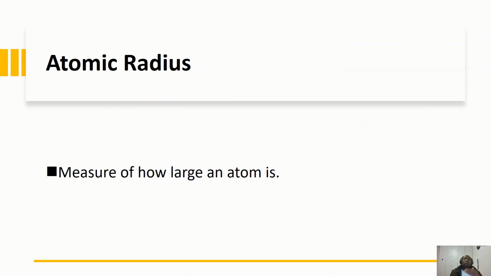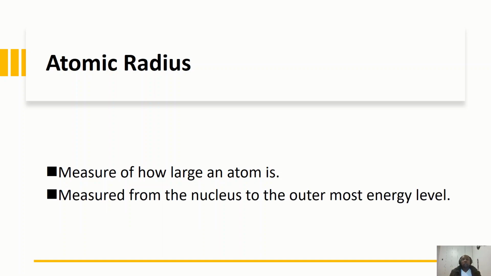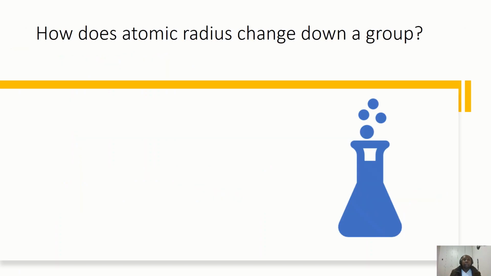Let's talk about atomic radius. Atomic radius is the measure of how large the atom is. From this definition, you can guess how large an atom can be, and it's going to be in terms of the shells that they have. The more shells you have, the bigger it is. So you measure from the nucleus to the atom's outermost energy level. And how does atomic radius change down the group? It increases down the group, of course.